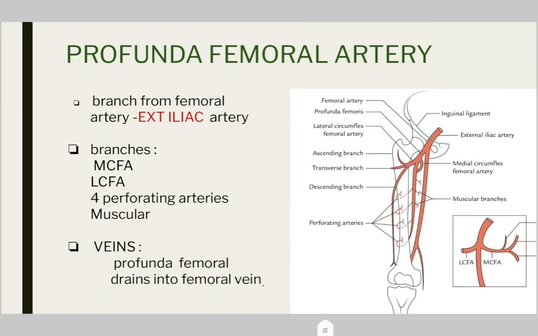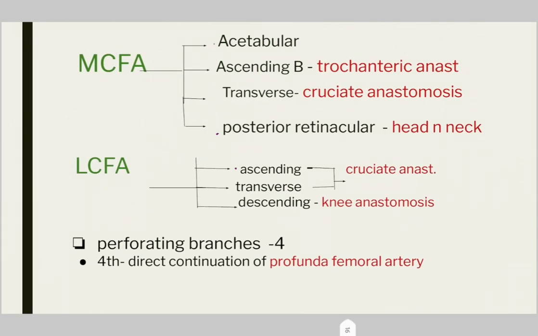And the branches of the profunda femoral artery are, first thing, the lateral circumflex femoral artery and the medial circumflex femoral artery, perforating branches, and the muscular branches. Before discussing the branches, let me tell you about veins. So the profunda femoral vein will drain into the femoral vein.